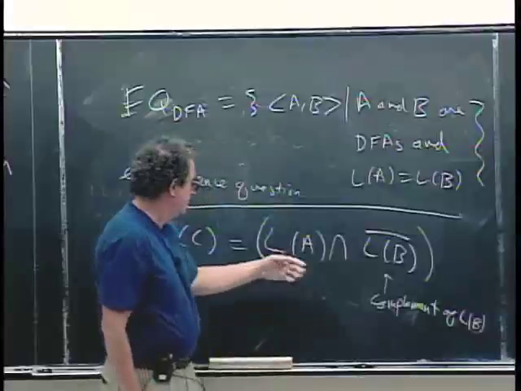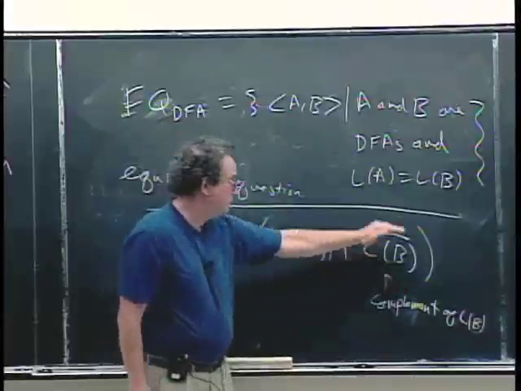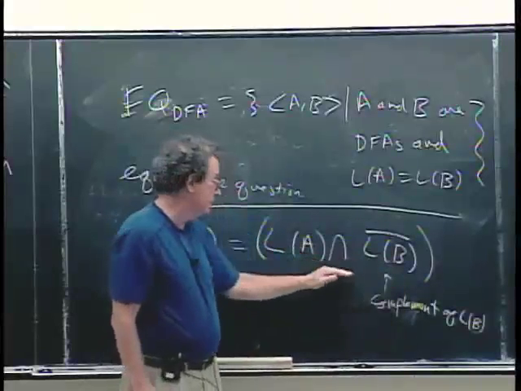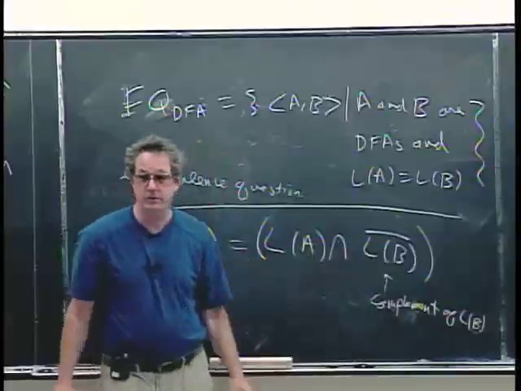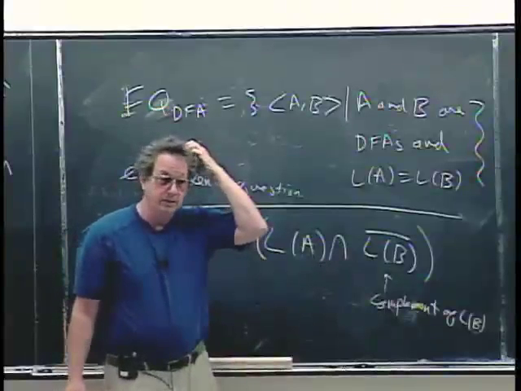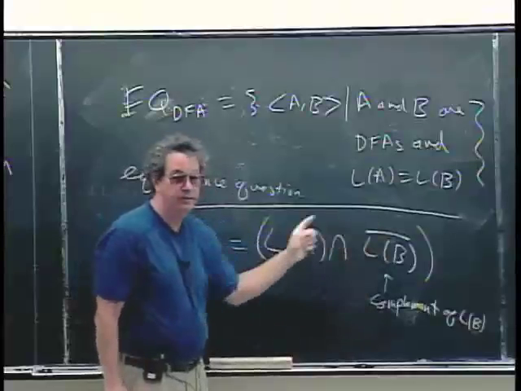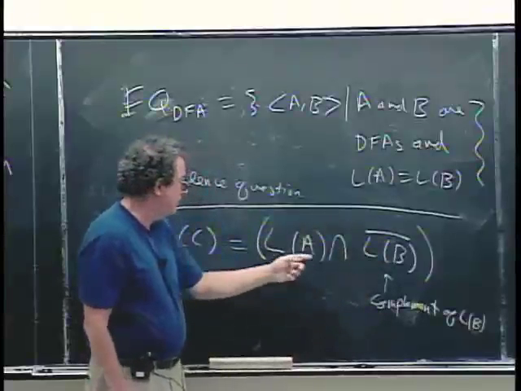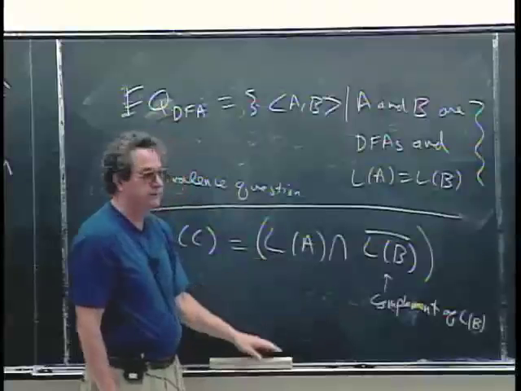So now we have, this is a regular language and this is a regular language. And this is the intersection. The intersection of two regular languages is regular, right? So there's a DFA for this. Now, what is this in more words?